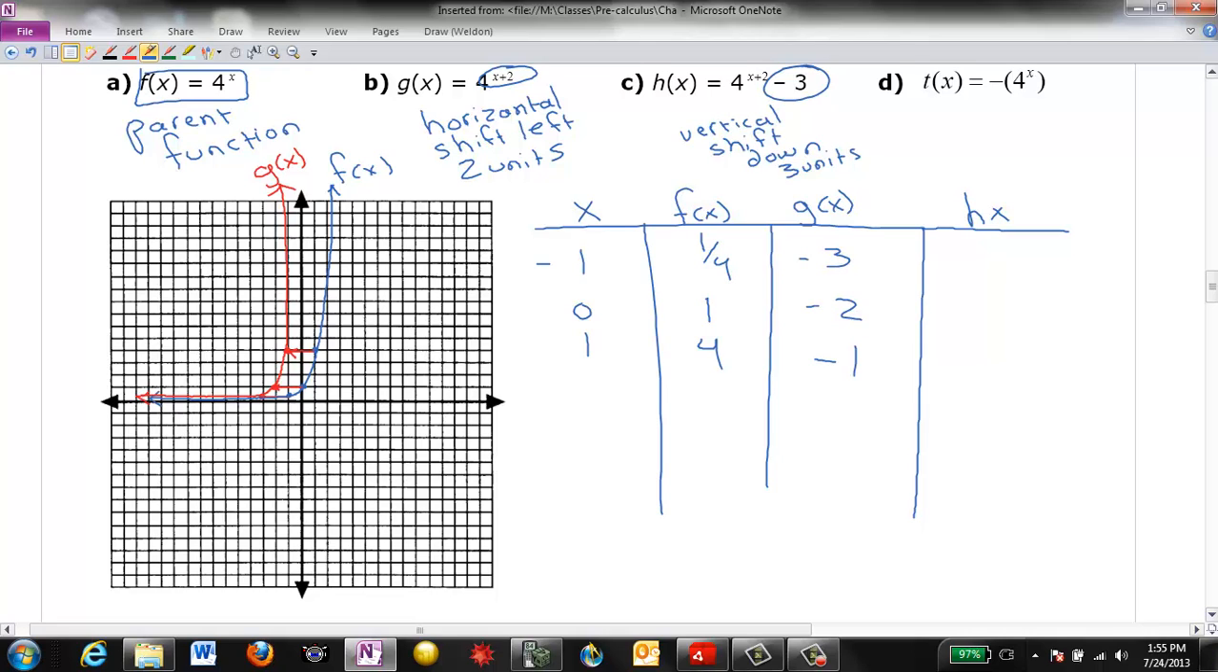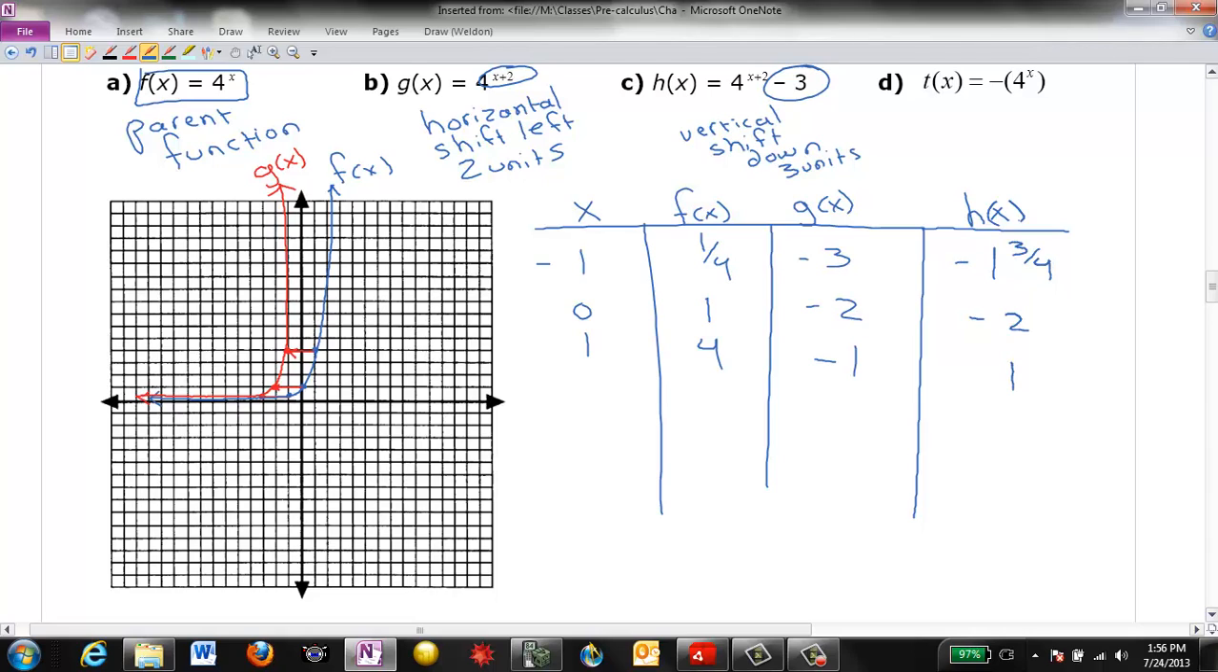So my x coordinates are going to go to -3, -2, -1. And my y coordinates are going to go down 2. Right? So let's do 1/4 minus 2. You should get -1 and 3/4. This is -1 and 3/4 there. And we're going to go down 3 units from 1, so that's going to put us at -2 and +1 for each of x.